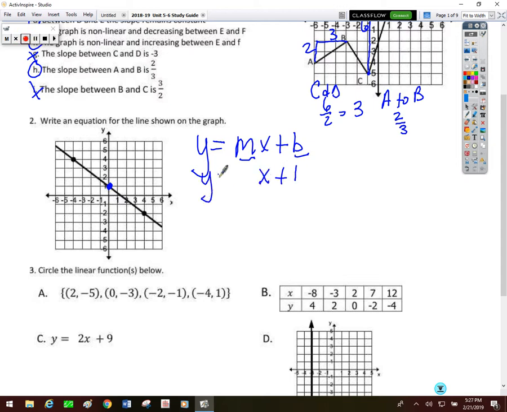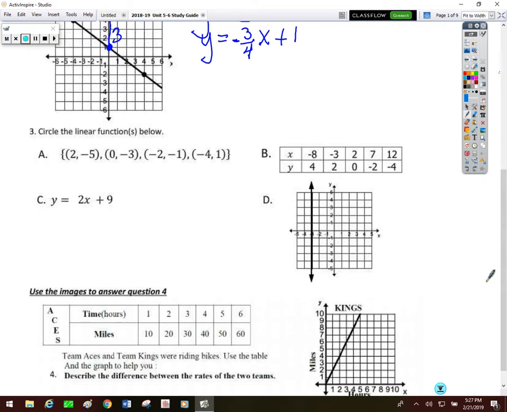So we have y equals something for the slope. Well, rise from one dot to the next. Okay, so if I rise up 1, 2, 3, now run over 1, 2, 3, 4. So my rise is 3, my run is 4, and since it's going downhill, that means my slope is negative. Okay, so my equation is y equals -3/4x plus 1. All right, circle the linear functions.